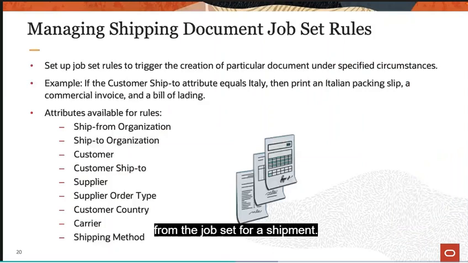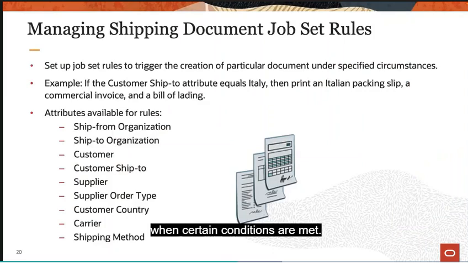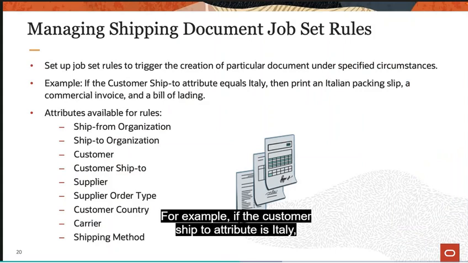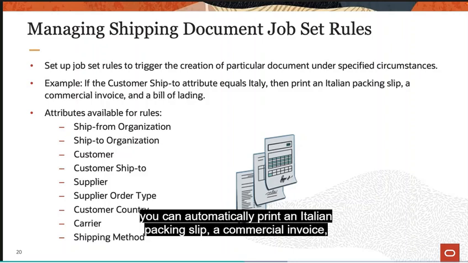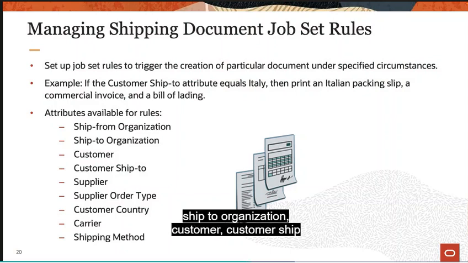You can set up job set rules to trigger creation of a specific shipping document when certain conditions are met. For example, if the customer shipped to attribute is Italy, you can automatically print an Italian packing slip, a commercial invoice, and a bill of lading. When you build these rules, you can use attributes such as ship from organization, ship to organization, customer, customer shipped to, supplier, supplier order type, customer country, carrier, and shipping method.